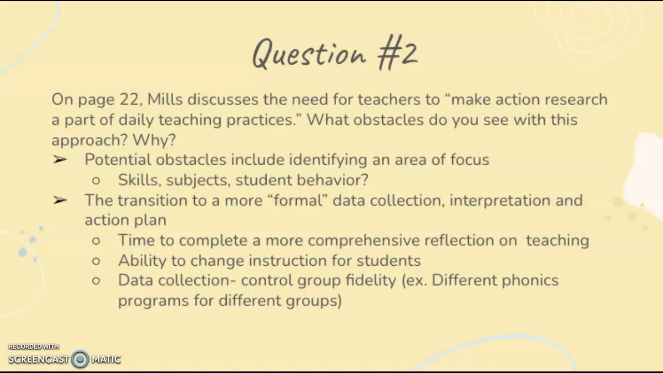And then this might be just thinking a little bit into it, but just comparing the different types of research projects that there are, just thinking about the data collection that you would get, and the control group fidelity that you might have. The one example they shared in the book was having a different phonics program. Well, as a teacher, you can't teach one set of students a phonics program and then a second set of students a new phonics program. So just kind of keeping everything consistent.